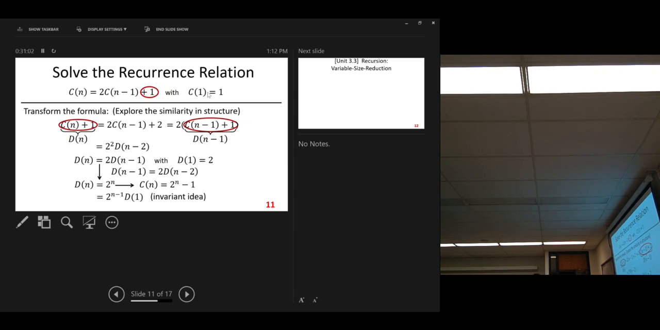So I'd like you to do some practice. I already assigned homework assignment number 1, so I do not have a chance to assign you another homework before test 1. But I want to give you a chance to practice solving a recurrence relation like this.